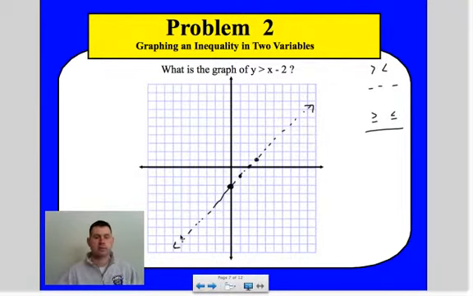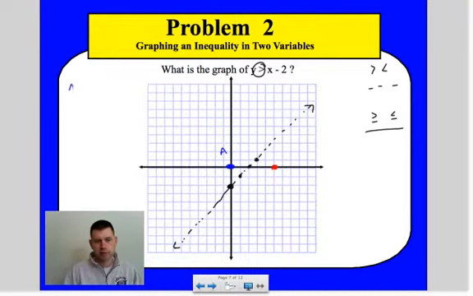Okay, so now we have to do some sort of shading. As I told you in earlier sections, anytime you have an inequality, you're going to shade. So we're going to pick a test point. This test point just needs to be on one side of this. We really should pick a test point over here as well. So I'm going to pick two test points. The first one I'm going to call test point A.